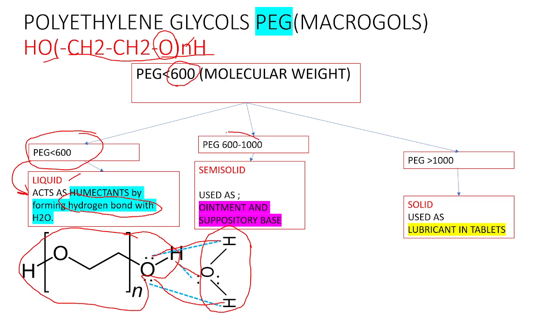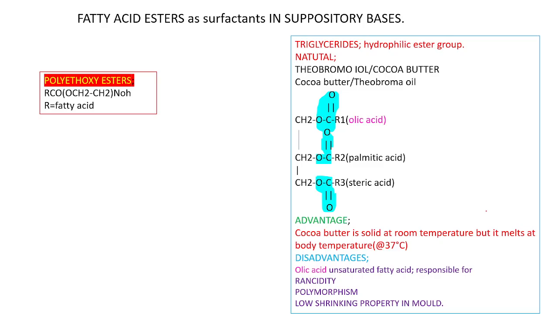The polyethylene glycol with molecular weight 600 to 1000 is semi-solid in nature, used as an ointment or suppository base. If the polyethylene glycol molecular weight is greater than 1000, it is solid in nature. We can use it as a lubricant in case of tablets. This is about polyethylene glycols.